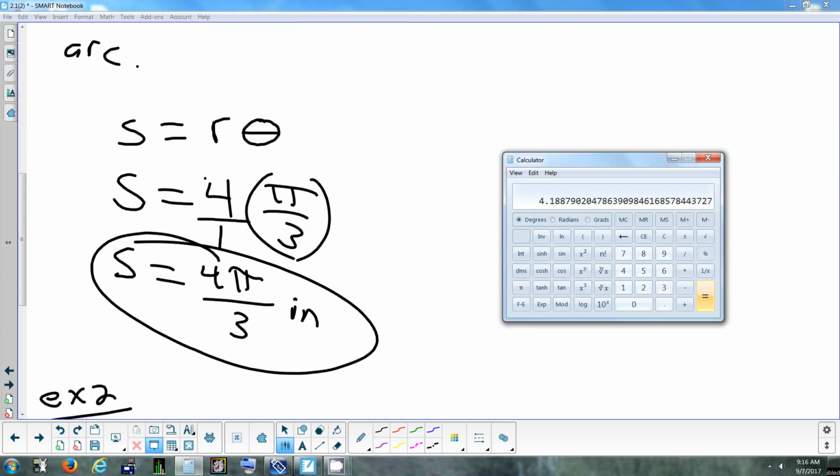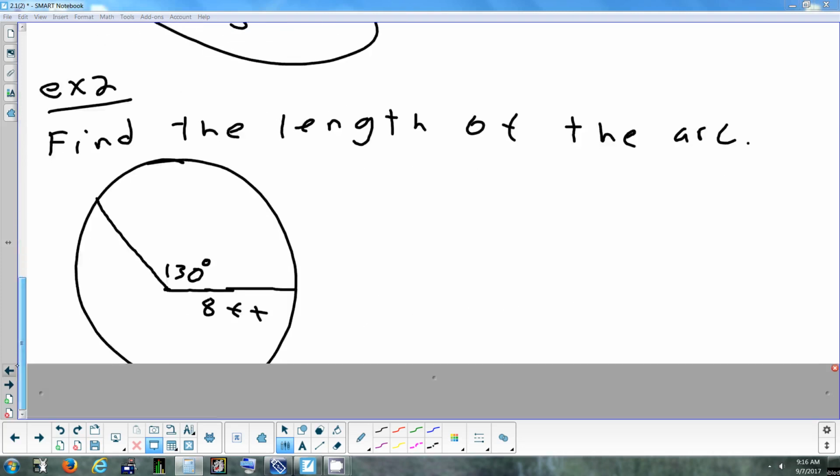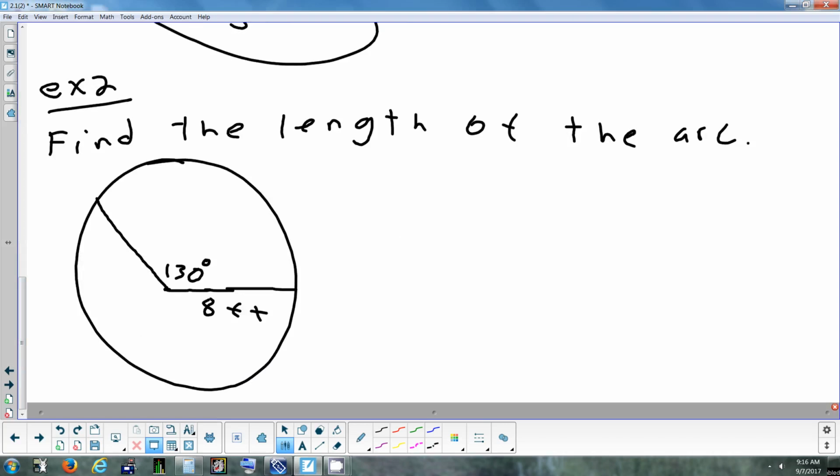All right, let's try this one. It's the same directions. This time I just drew a picture rather than writing it all out. It says find the length of this arc. So you've got a circle with an 8-foot radius and an angle of 130 degrees. Besides having a picture instead of writing it all out, what's different here?